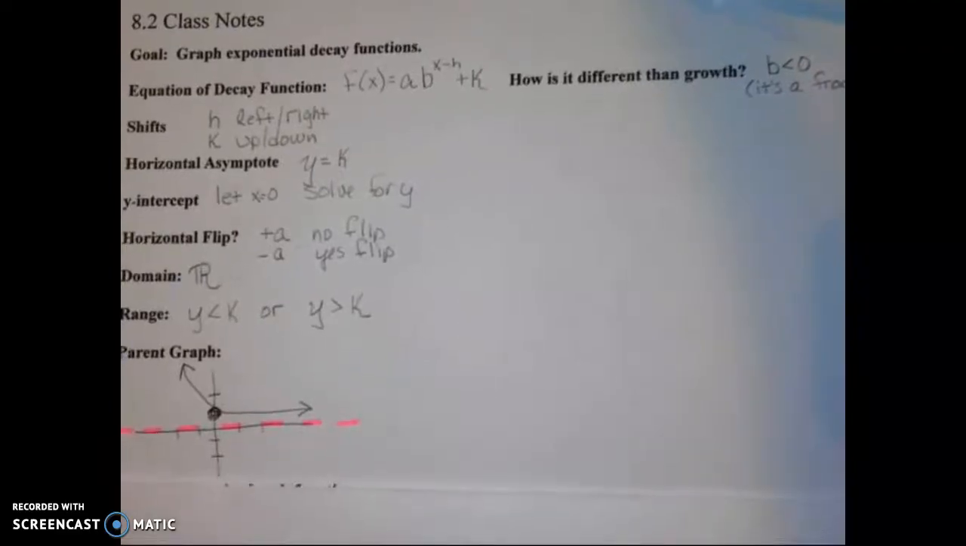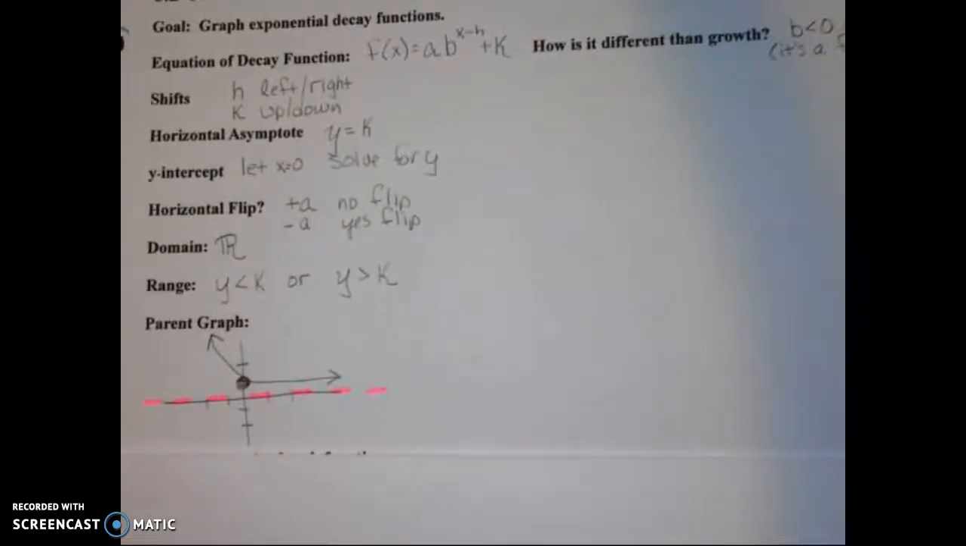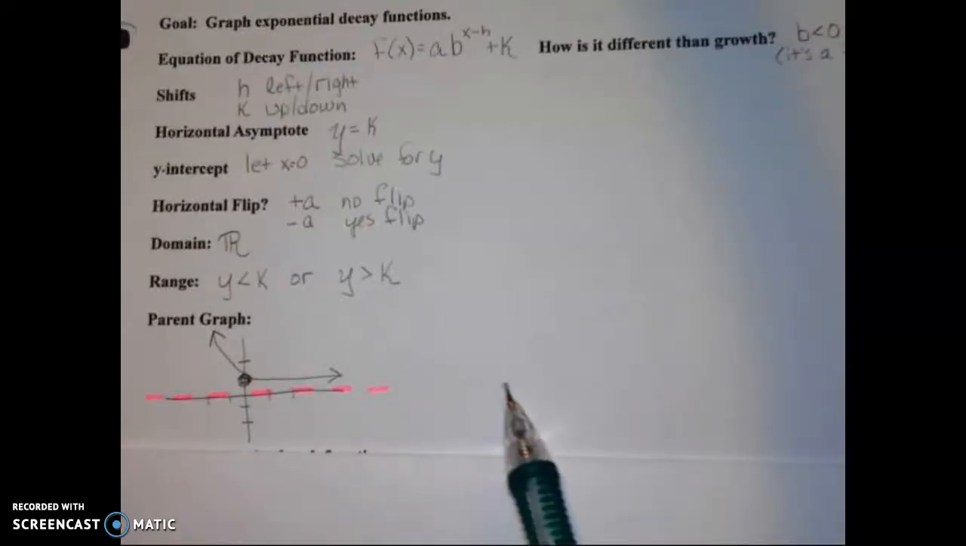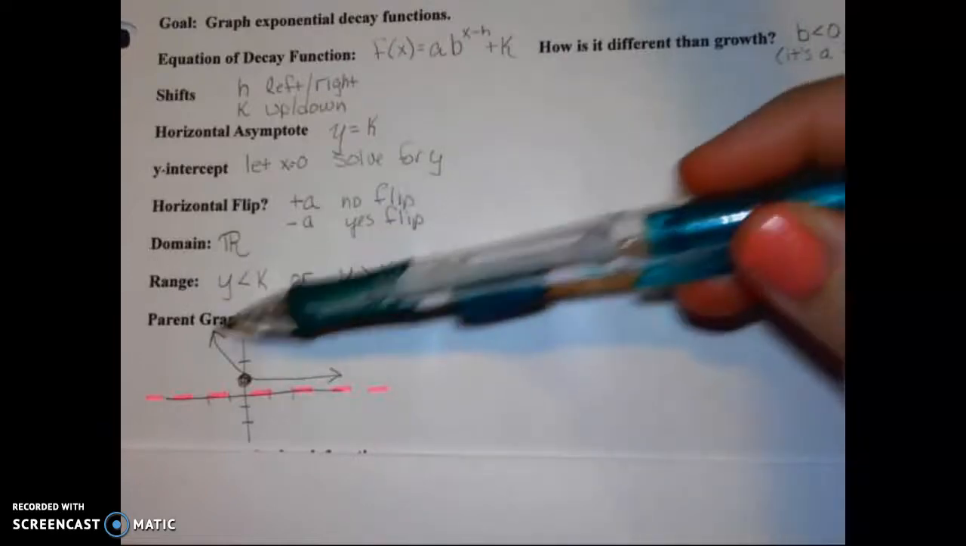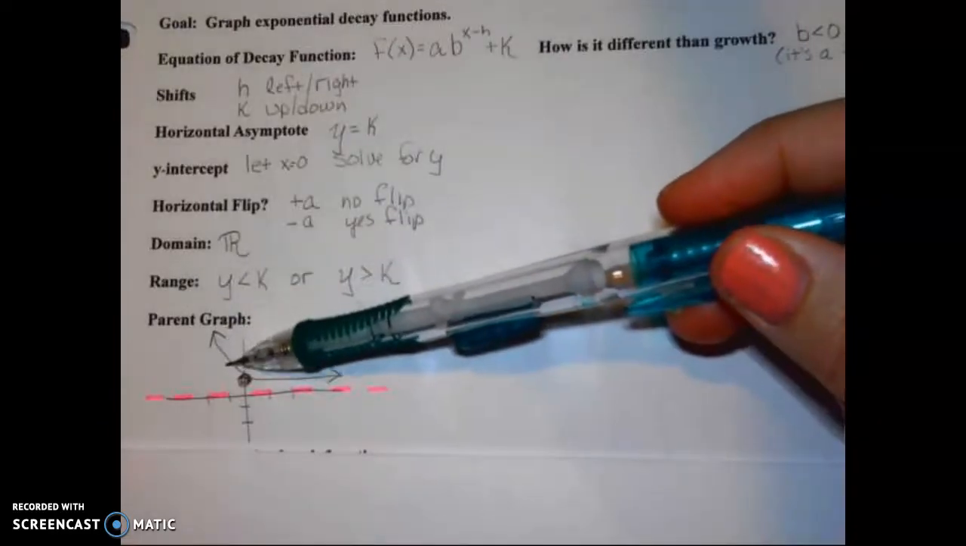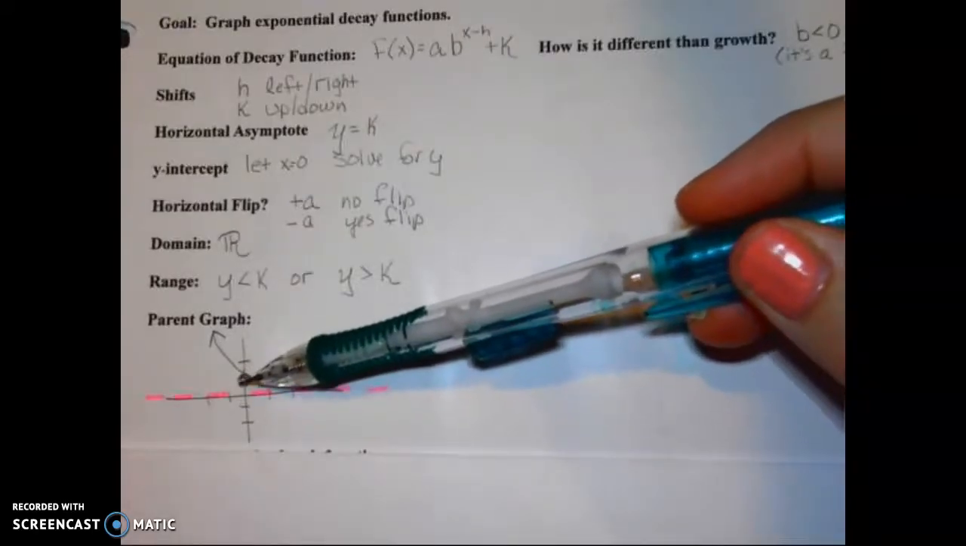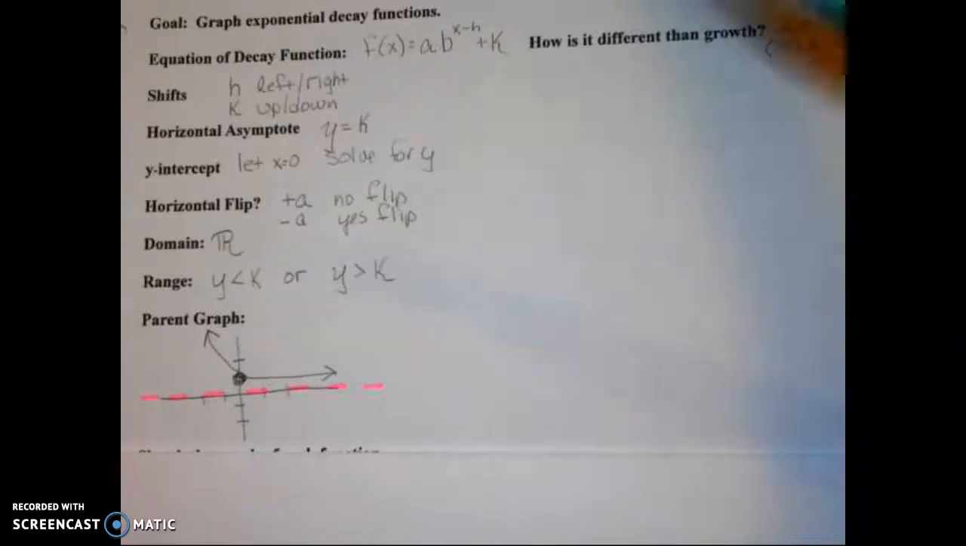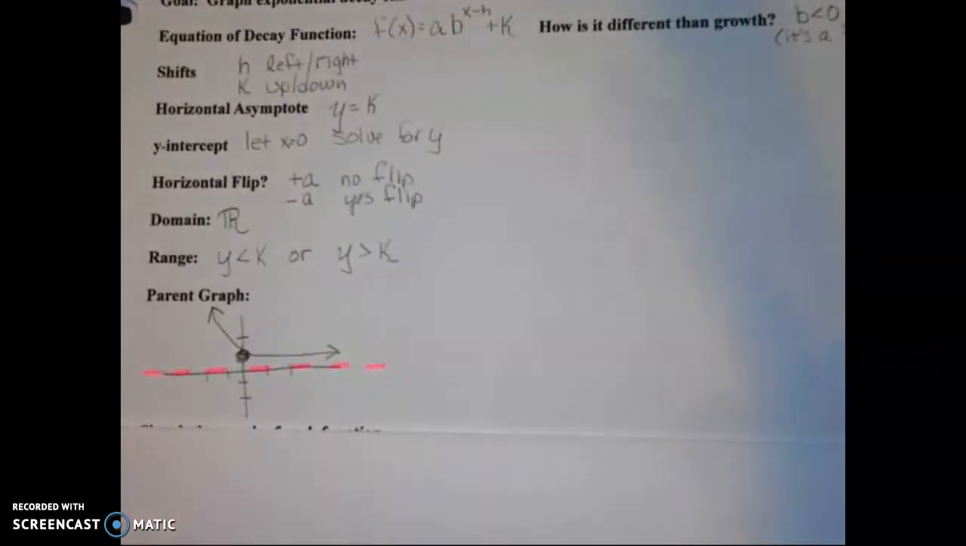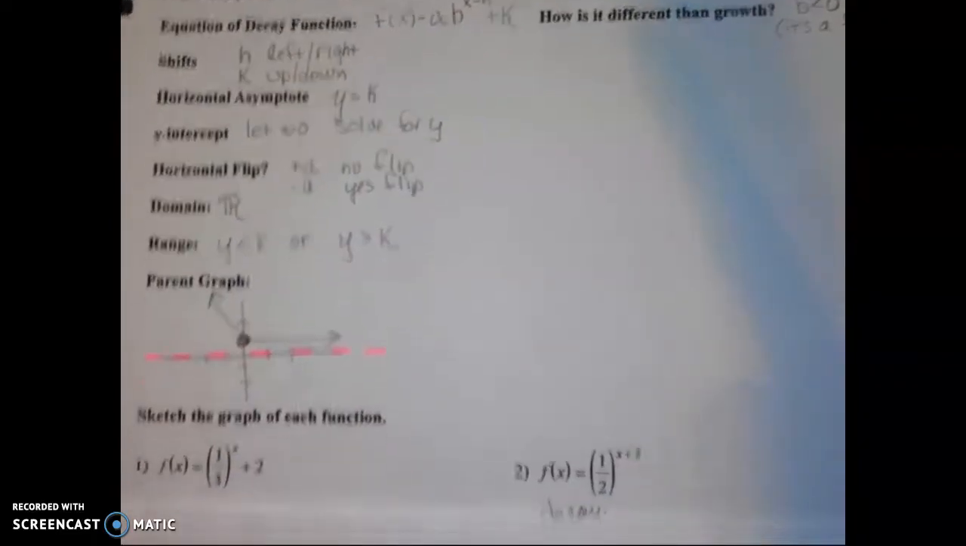The parent graph looks like this. When we did the parent graph for a growth function, it ran along the asymptote and popped up. Because it's a decay function, it's going to drop down, go through the point of intersection, which on the parent graph is 0, 1, and it runs right along that asymptote. Let's talk about some practice problems.